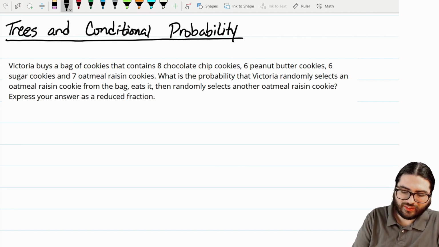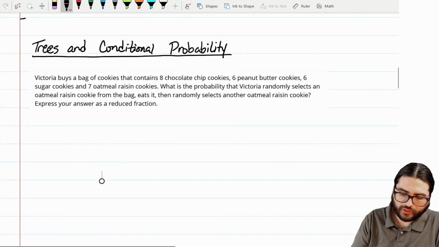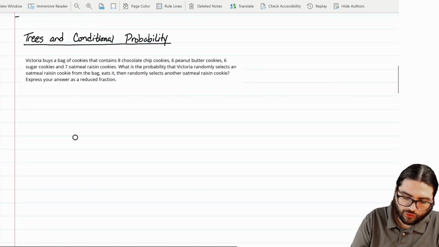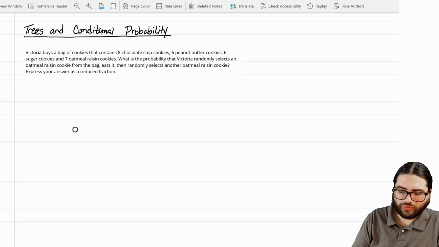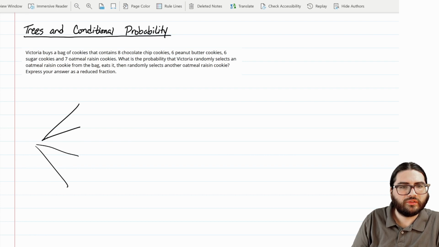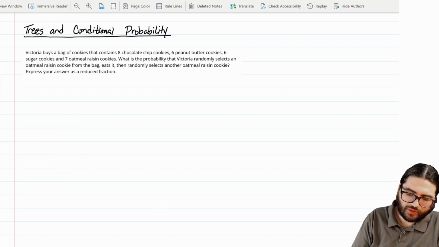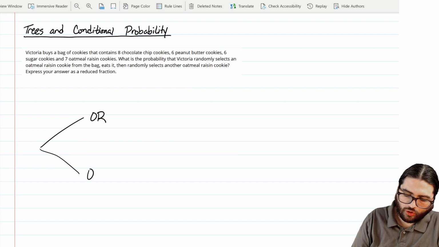So at first glance, this seems like we might need a super complicated tree to solve this. And we do need a tree. But since the only thing that we're really concerned about is oatmeal raisin cookies, I don't think I want to draw a tree which has all the possibilities. Chocolate chip, peanut butter, sugar cookie, oatmeal raisin. If I'm only asking you about oatmeal raisin cookies, why don't I simplify my tree to say either I get an oatmeal raisin cookie or I don't get an oatmeal raisin cookie?